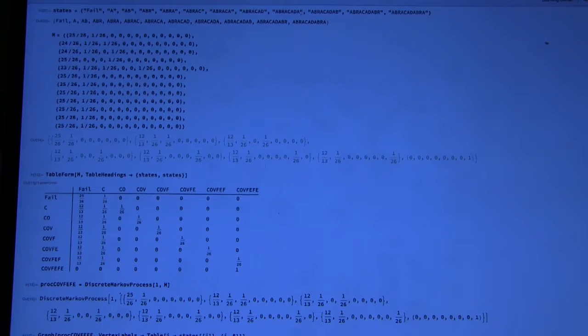So again, this is going to be a lot like the ABR case. The only places you can go to are fail and ABRACA. Interesting. Okay, so from here I can't go to A. But I can go to ABRACA. So that's ABRACA, 1/26.